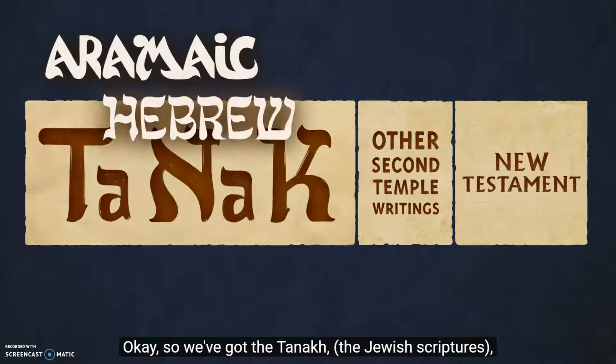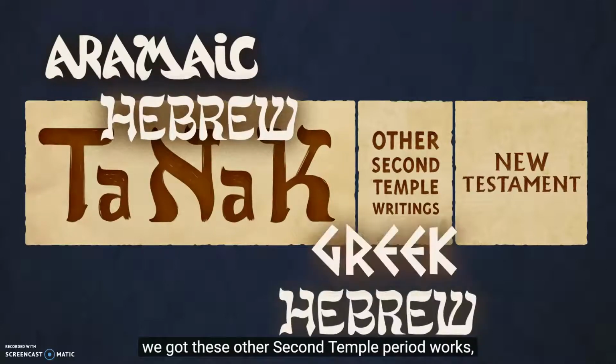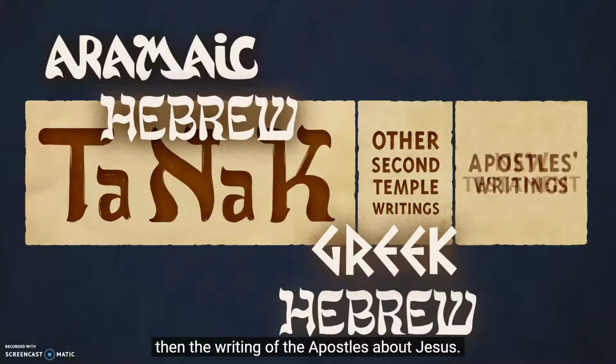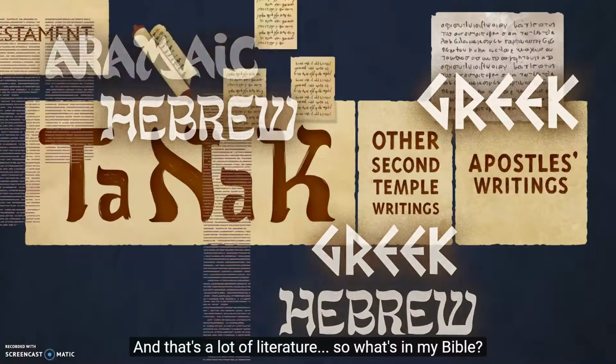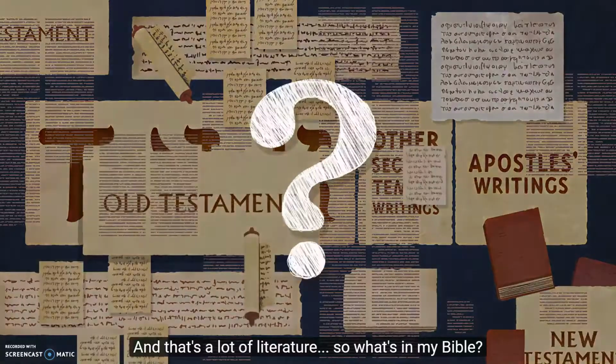Okay, so we've got the Tanakh, the Jewish scriptures. We got these other Second Temple period works. Then the writing of the apostles about Jesus. And that's a lot of literature, so what's in my Bible?